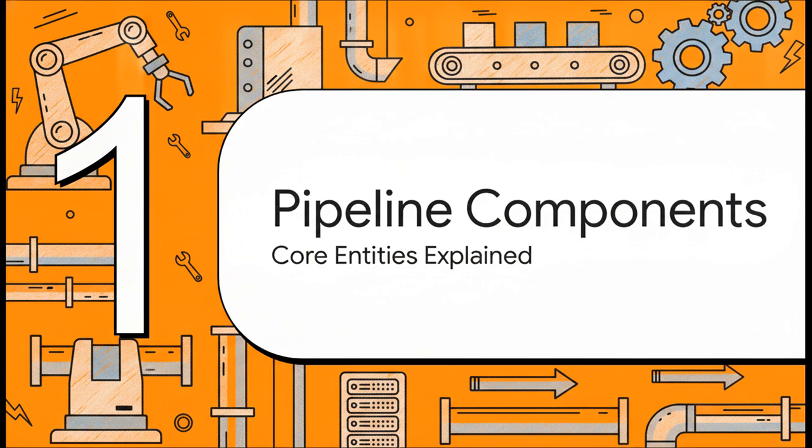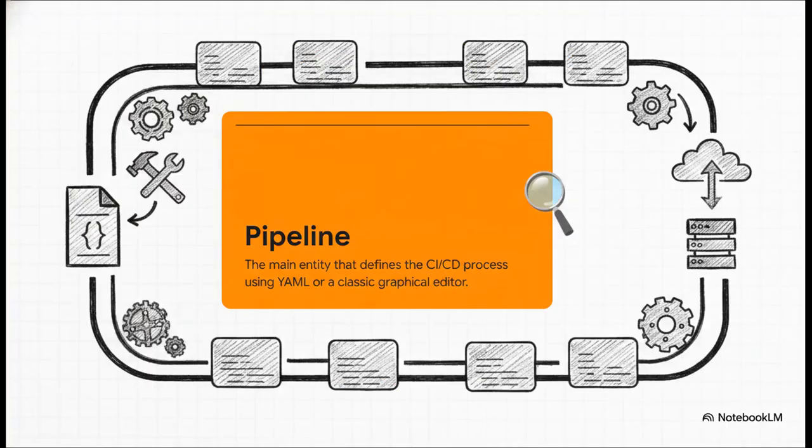Starting off with Section 1, core pipeline components explained. Let's learn the essential terminology of our automated factory floor. Okay, so it all starts right here, the pipeline. Think of this as your master assembly line. It's the overarching entity that defines your entire workflow from start to finish. It governs your whole continuous integration and continuous deployment, or CI/CD process.